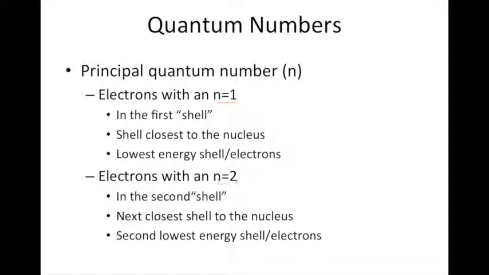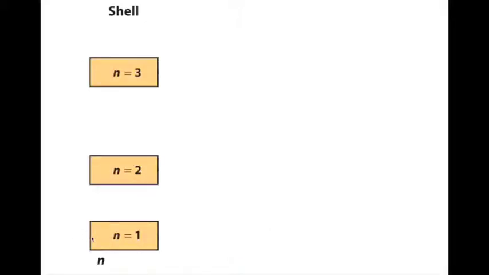An electron with an n equal to 2, we say it's in the second shell. That's the next closest to the nucleus. So it's a little further away from the nucleus than the n equals 1 shell, and it has a slightly higher energy. By knowing the principal quantum number for an electron, we can tell relatively how far it is from the nucleus and therefore how much energy it has. Is it a low energy electron close to the nucleus or a higher energy electron farther from the nucleus? Here you can see, if our nucleus is down here, the n equals 1 shell, the n equals 2 shell, n equals 3 shell, they get further and further from the nucleus.